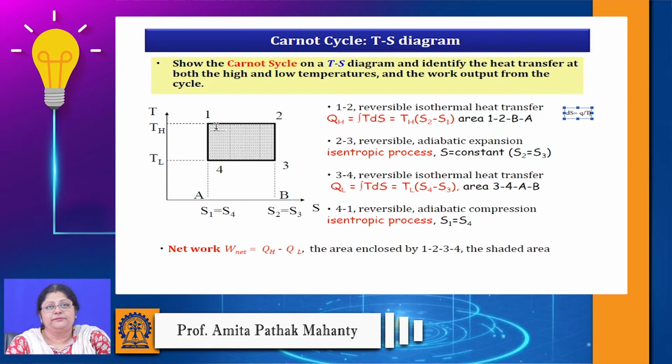The amount of heat transfer you can also find out. This entire area, 1, 2, 2 and AB, will correspond to the heat which is transferred to the system from the surrounding or the reservoir. And what is the heat which is rejected to a low temperature reservoir? It is nothing but this one, 3, 4 AB.